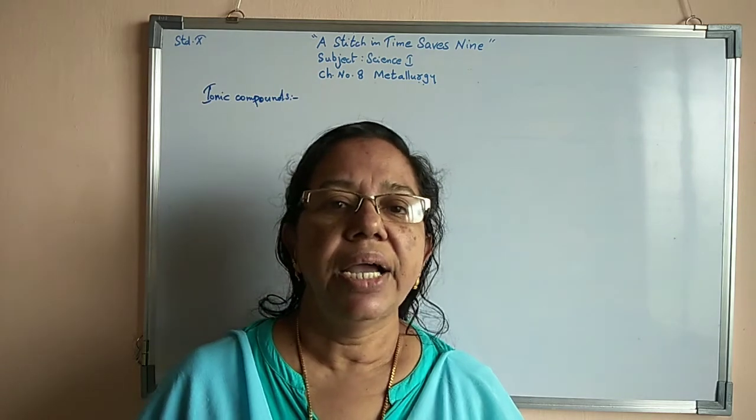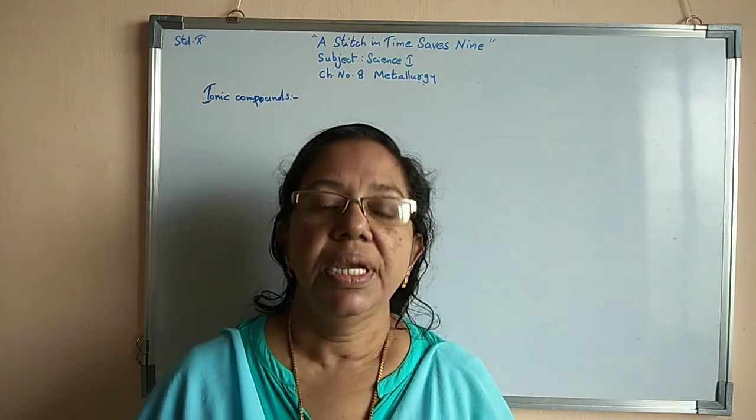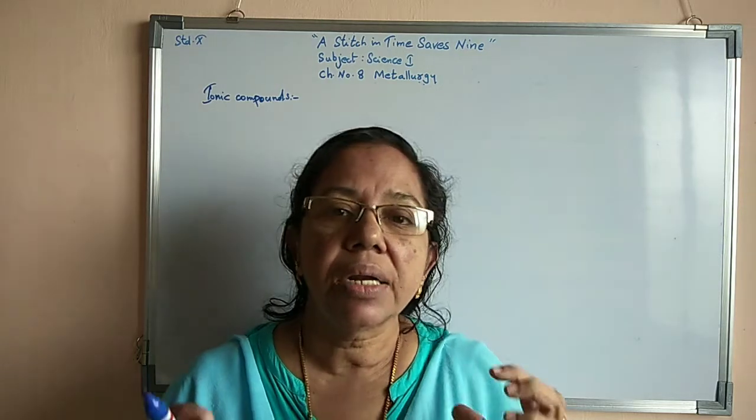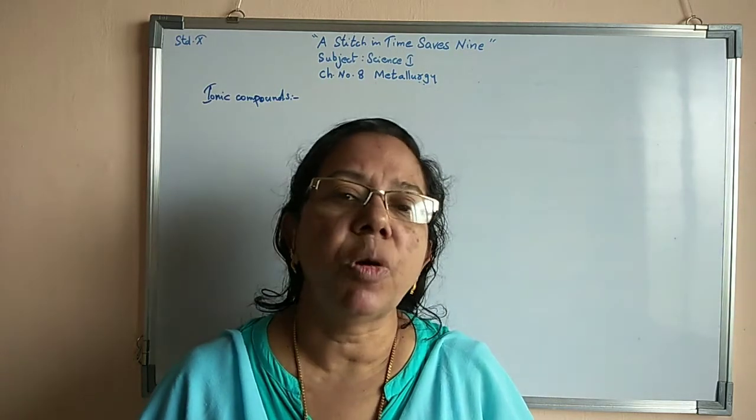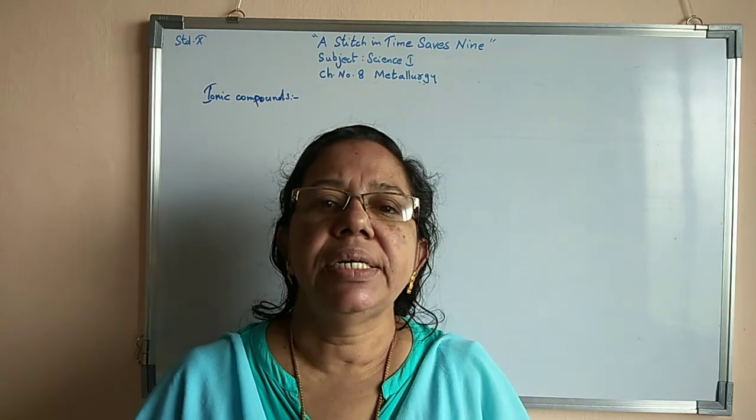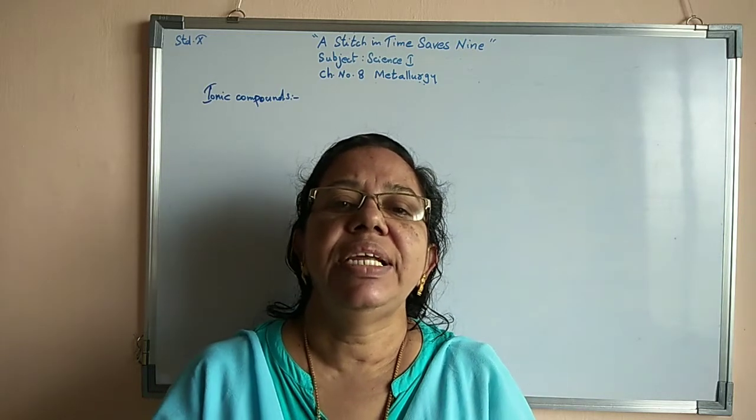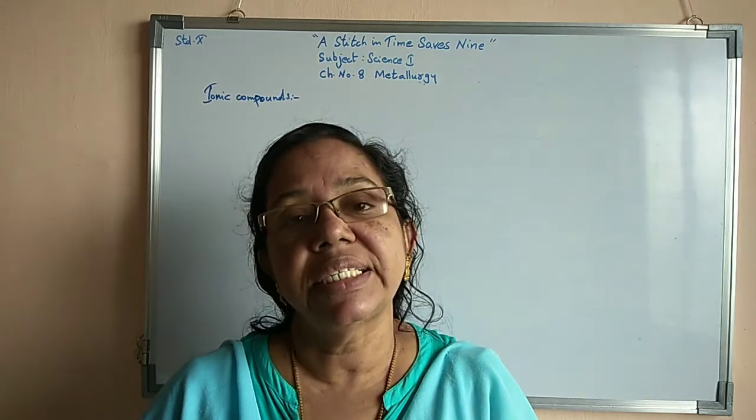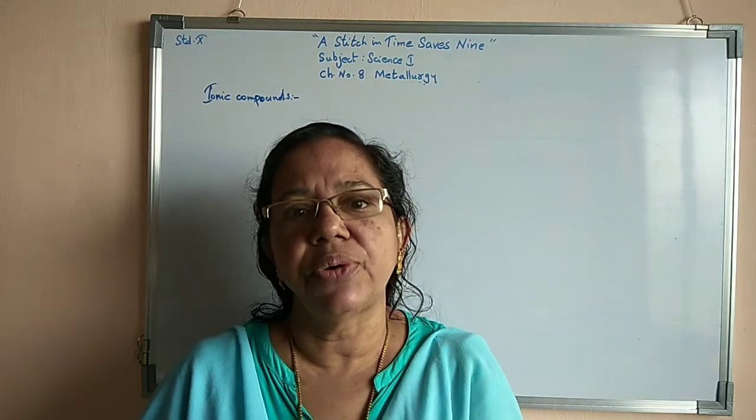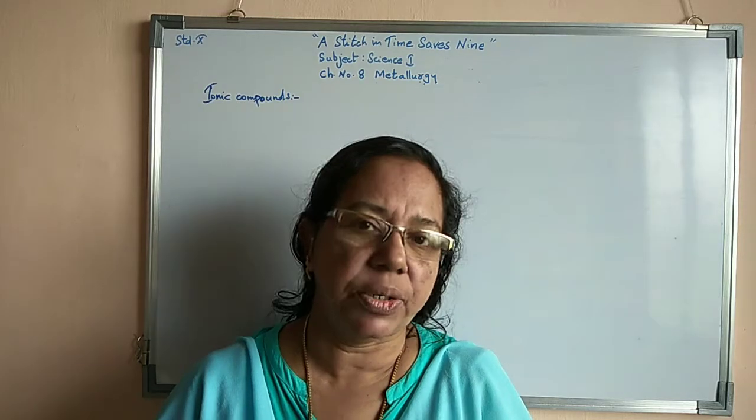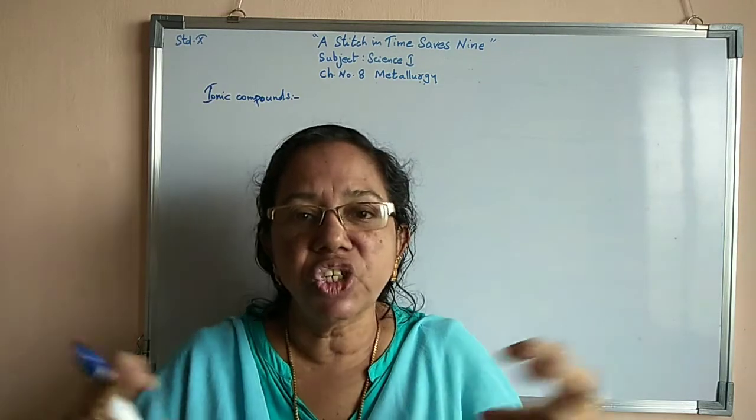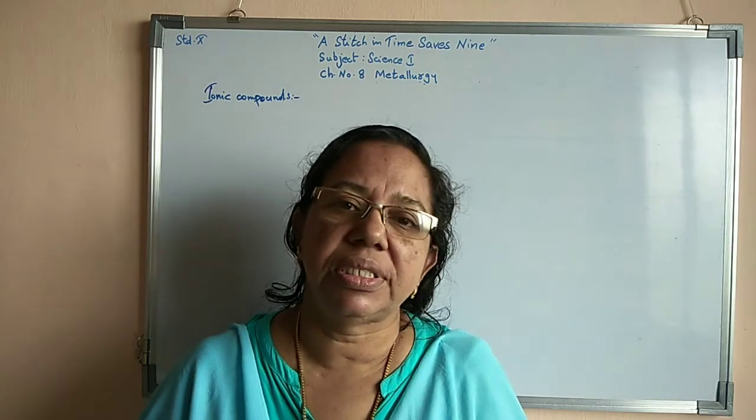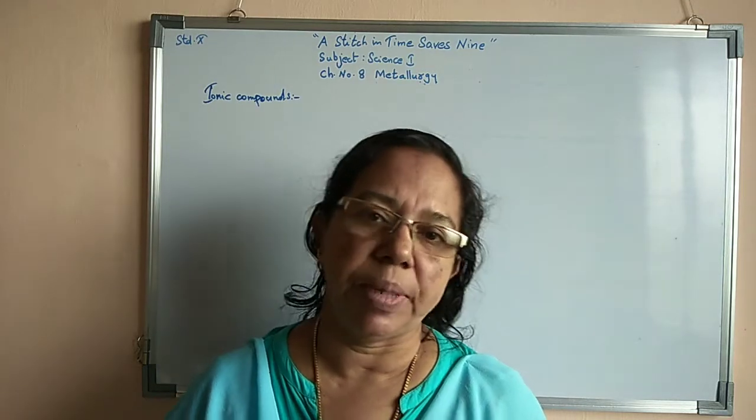Let us study ionic compounds. What are ionic compounds? Ionic compounds are compounds which are formed by joining positively as well as negatively charged ions. Positively charged as well as negatively charged ions are oppositely charged ions. As a result of the joining or binding of oppositely charged ions, an ionic compound is formed.